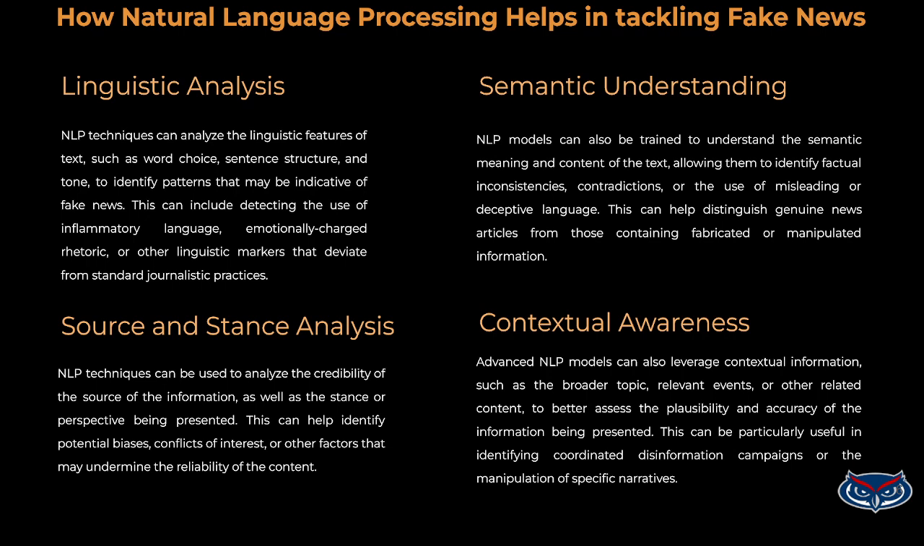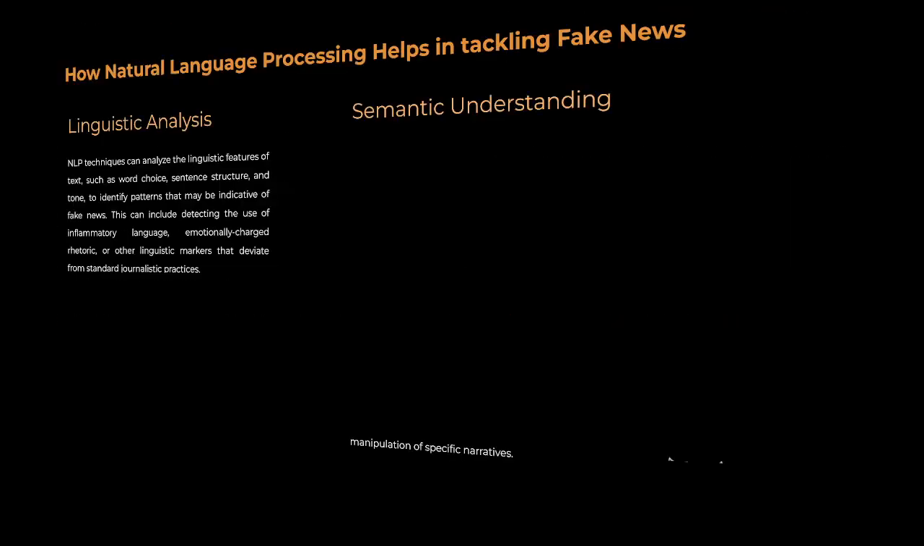The last one is contextual awareness. Some of the advanced NLP models can also leverage contextual information such as the broader topic, relevant events, or other related content to better assess the plausibility and accuracy of the information being presented. This can be particularly useful in identifying coordinated disinformation campaigns or the manipulation of specific narratives.